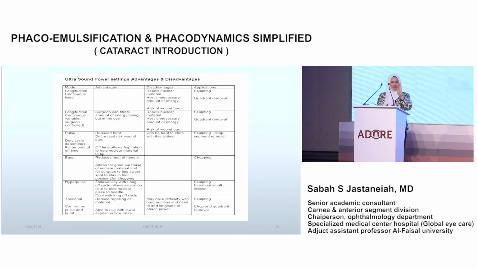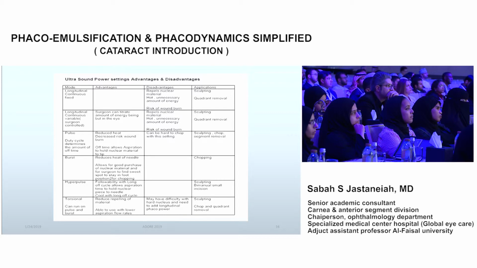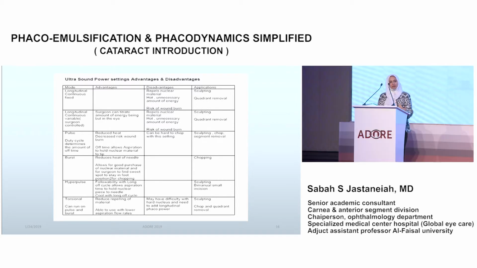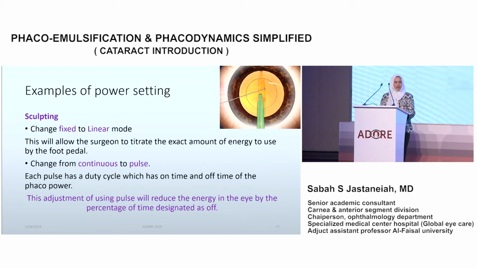Each one of them has an advantage and a disadvantage in different applications, but just to give you an example of how we can modify these alternate modes and powers in order to have less trauma to the eye, I'll give you an example. For me, my phaco technique is phaco chop in most of the cases. So basically, I skip this step of sculpting, but if you are using it, you can change the fixed mode, which means that once you start, you have the amount of energy fixed, into the linear mode, which increases as you press the foot pedal.